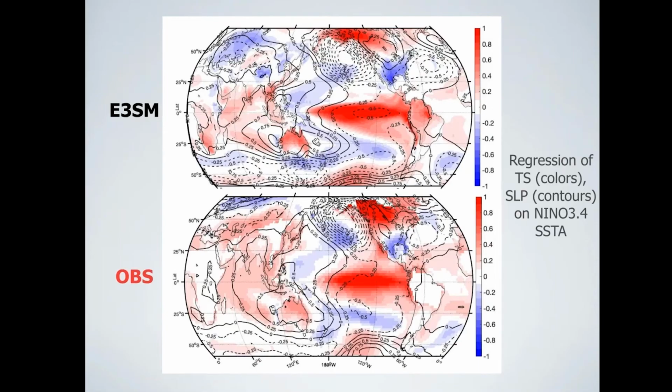Another thing that E3SM seems to do well at is representing the teleconnection structure of Pacific climate variability. Here is the ENSO teleconnection pattern, the regression of surface air temperature in colors and sea level pressure in contours on the Nino 3.4 SST anomaly. E3SM is on the top, observations on the bottom. You get the El Nino-like pattern that you would hope for when you regress on Nino 3.4. The magnitude and location of the Aleutian low influence from ENSO is fairly good in E3SM. Some models have very overly weak or strong or weirdly located teleconnection patterns.